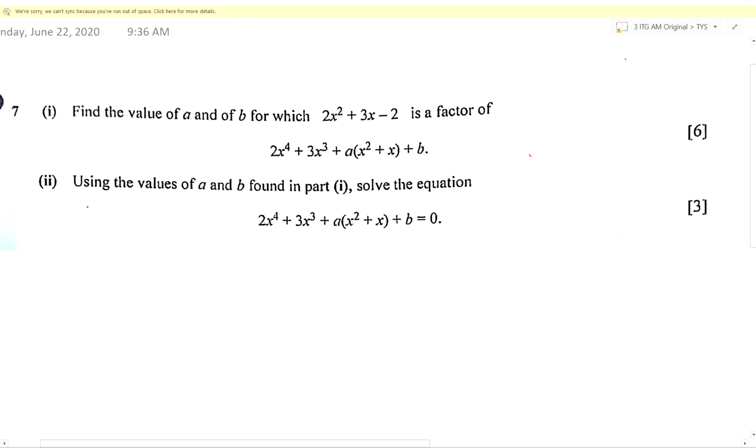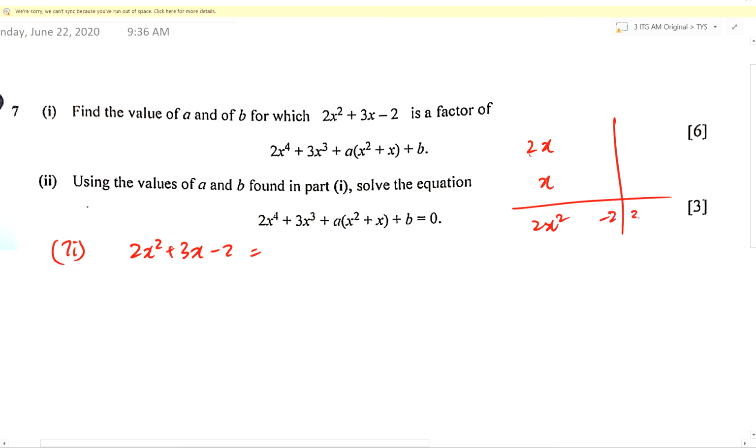First step, let us factorize 2x squared plus 3x minus 2. So it has to be a 2 and a 1. Let's put a 2 over here and a 1: 2x and x. If I want a positive 3, put a negative over here. So we have 2x minus 1 times x plus 2. So now I have 2 linear factors for this quadratic expression.